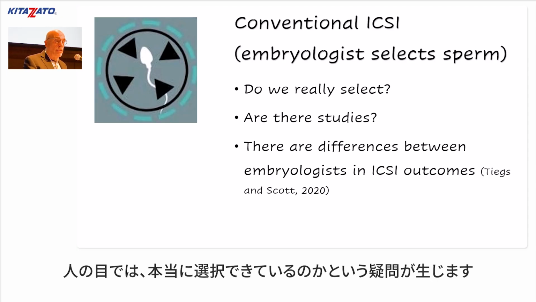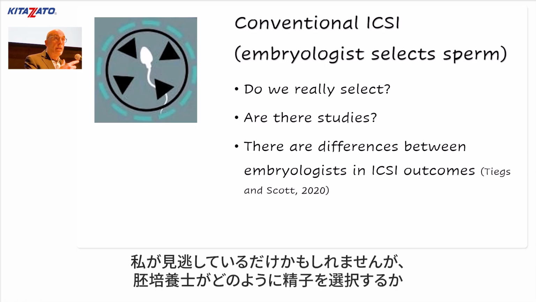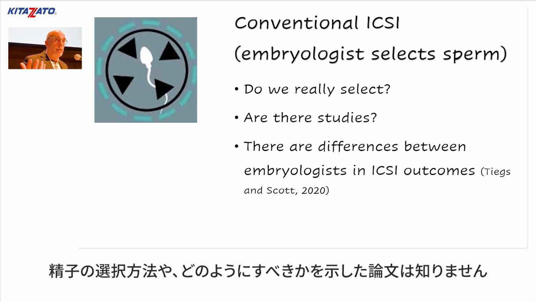So the question can be asked, do we really select? In most instances, it's a very immediate selection between maybe 2 or 3 spermatozoa. Are there studies about this, how embryologists select sperm? I haven't come across one yet, but I've maybe missed it. I don't know of any studies that show selection and how it should be done.